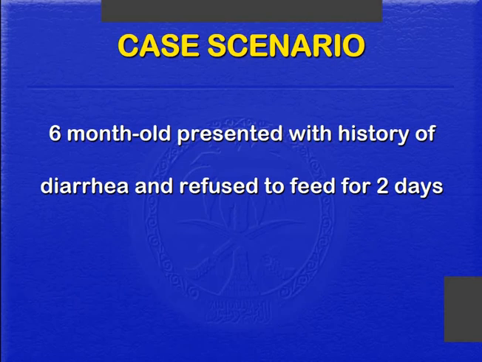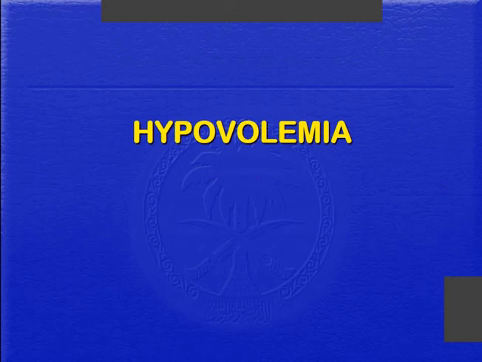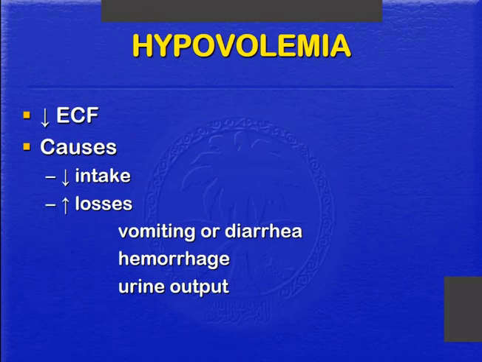So his intravascular volume is going to be low, and so his cardiac output is going to be low because his preload to the heart is going to be affected. So this is what we call hypovolemia. Causes of hypovolemia, decreased extracellular volume, are either decreased intake or increased losses. And increased losses are like vomiting and diarrhea, hemorrhage, or urine output.